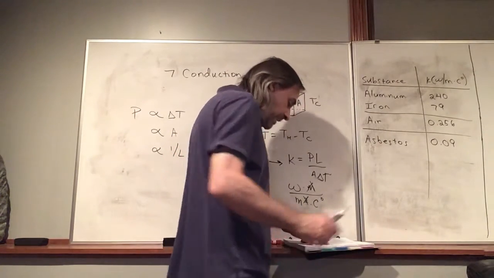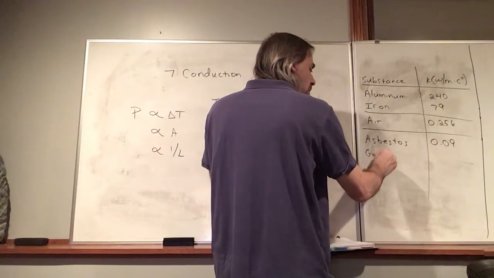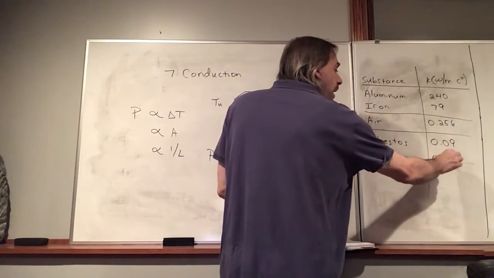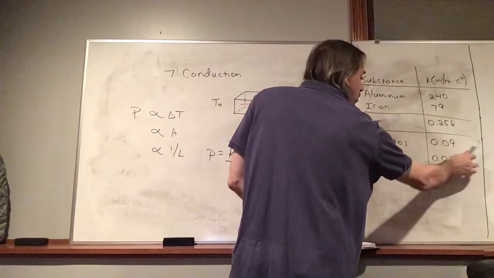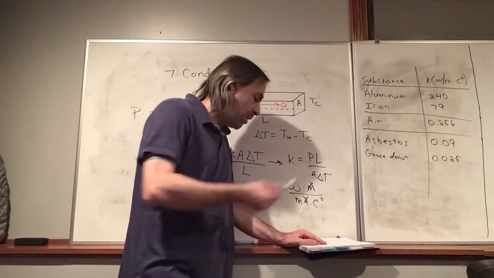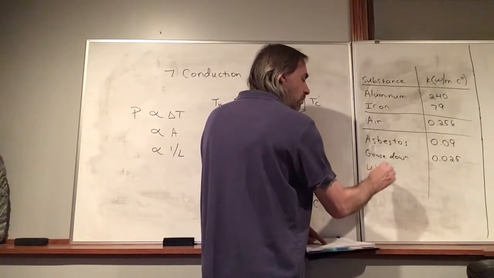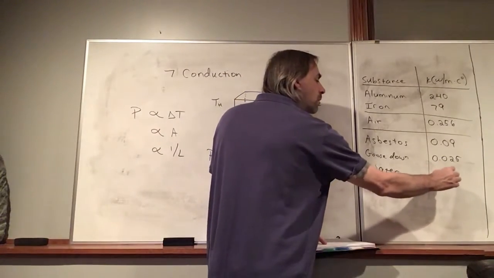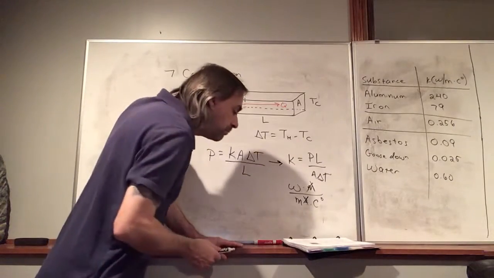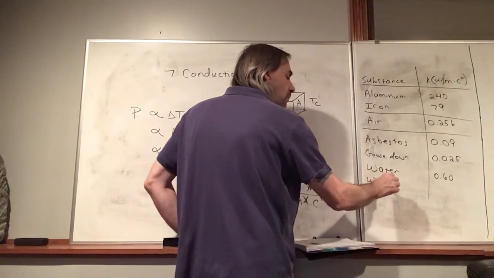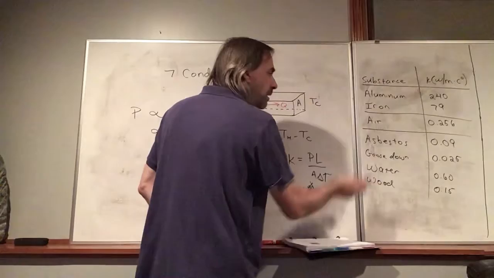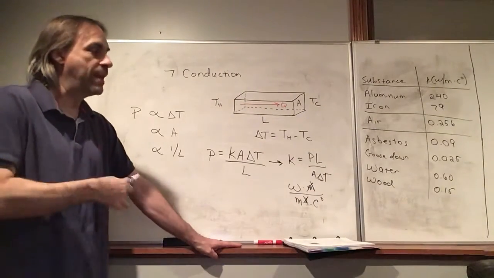Another example, goose down. Again, they use this to make jackets. Again, very low value. Of course, we don't use asbestos anymore because it's toxic. It's very harmful. Water, 0.60. Yeah, so the big difference between some of these solids or wood, I'll do another one. Now, if you look at wood or asbestos, compare that to iron or aluminum, very, very different values.